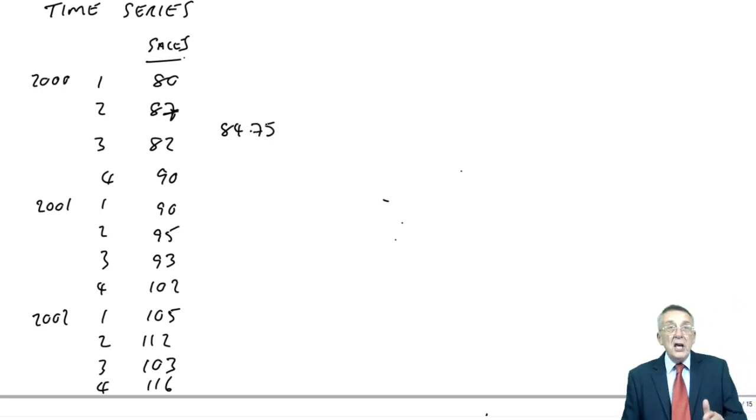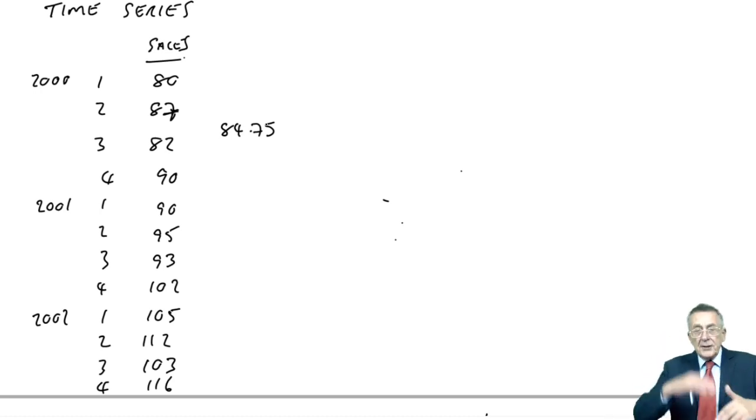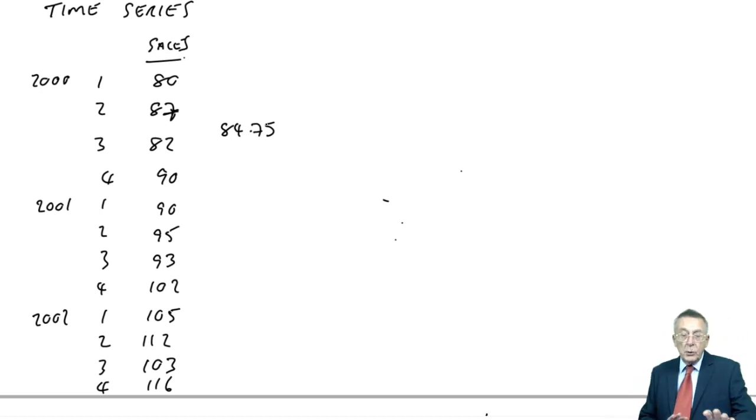I'll put it in the middle of the year, because remember, overall things are increasing, so if it wasn't for the up, down, I'd expect earlier quarters to be a bit less, later quarters to be a bit more. The average, though, 84.75.